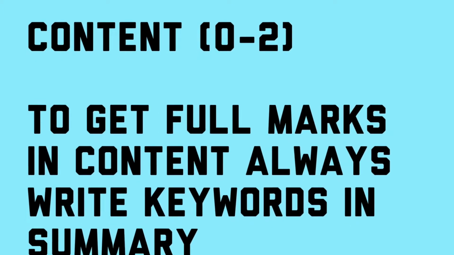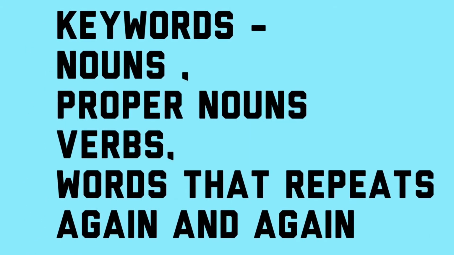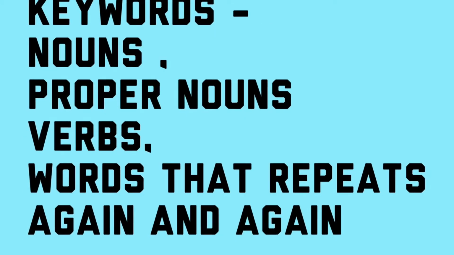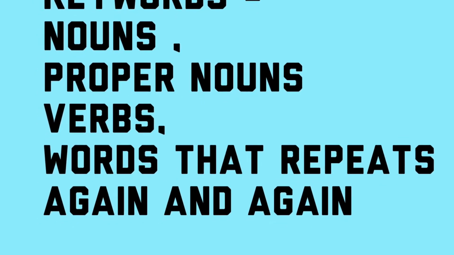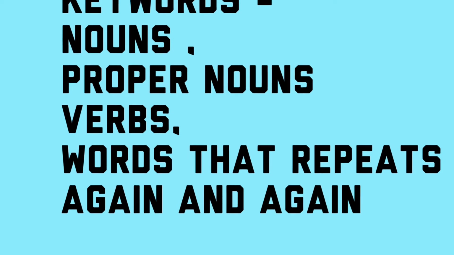Content is the first thing the computer checks in summarized spoken text. If you get 0 in content, the computer will not mark any other things. You have to take 10 to 12 keywords such as nouns, proper nouns, verbs, and words that repeat again and again.